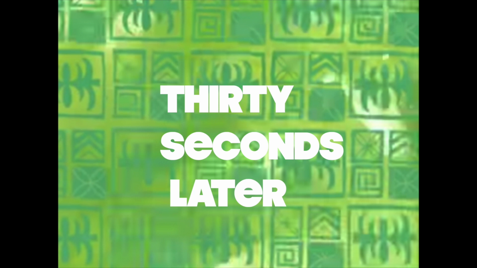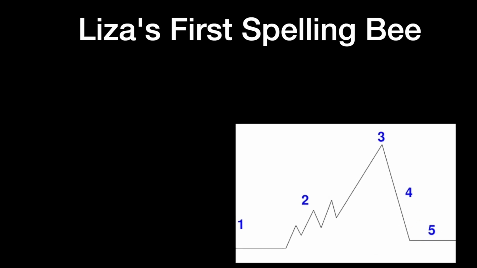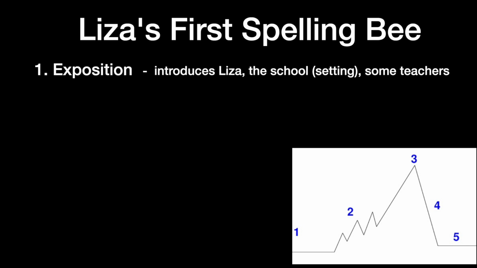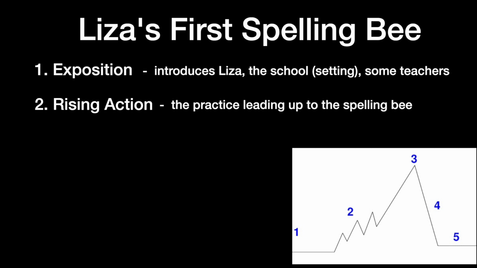30 seconds later. Are you done? Great. Let's review notes. In your exposition, you have a lot of different characteristics, but some that you might have wanted to include were Liza, the character, the setting, which is a school, and maybe some of the teachers as other characters. In the rising action, we learned that she's going to enter a spelling bee, but she has to practice because it's only 3 weeks away.